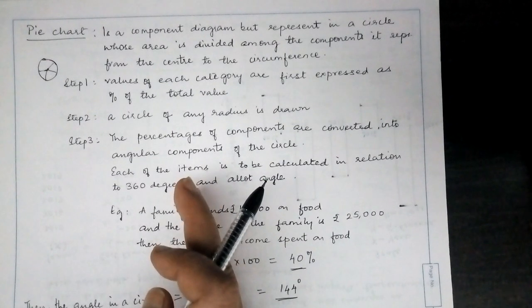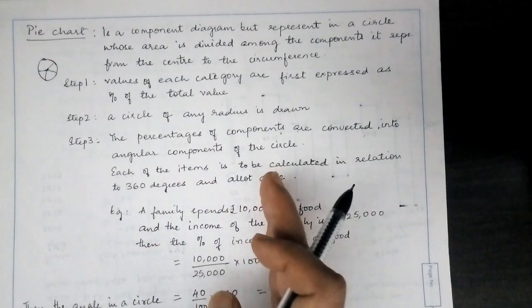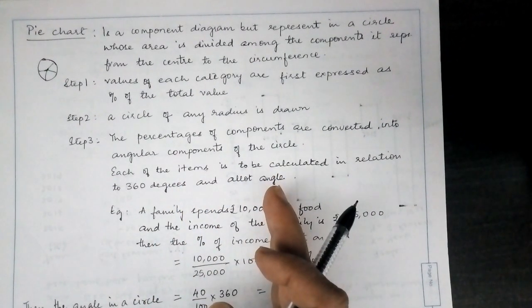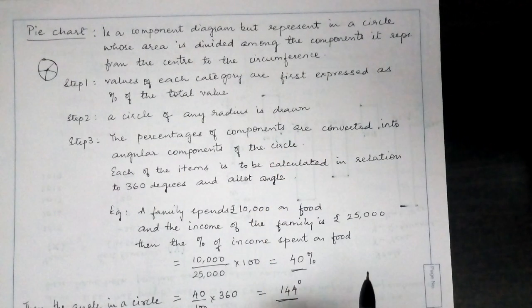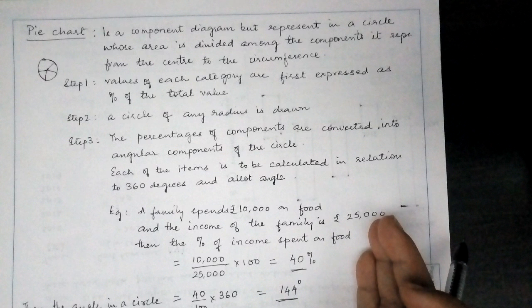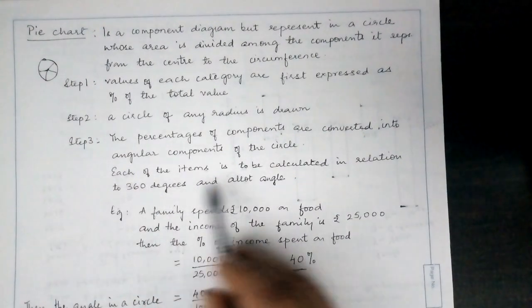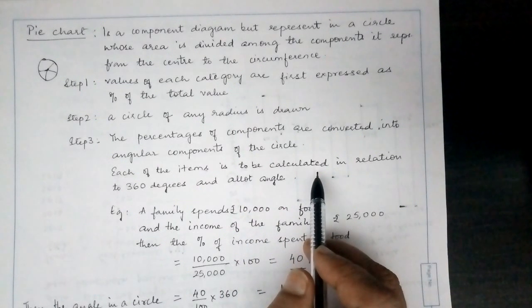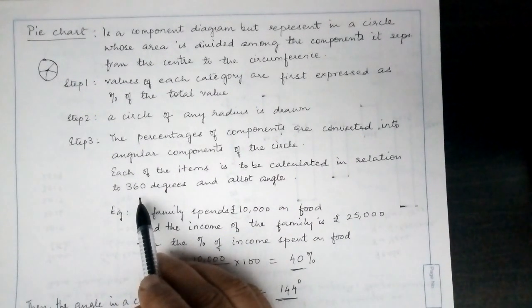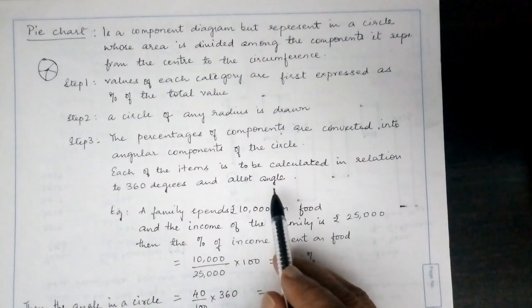Whatever the component is given, first that is converted into percentage. That percentage gives us the equal values because all of them will be out of 100. Then that is converted into angular components, or what is the angle in the pie. Each of these items is to be calculated in relation to 360 degrees and allot the angle.